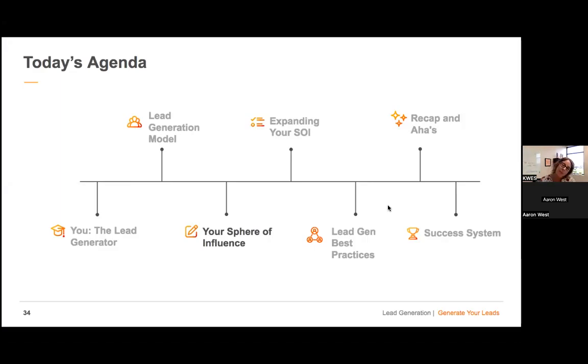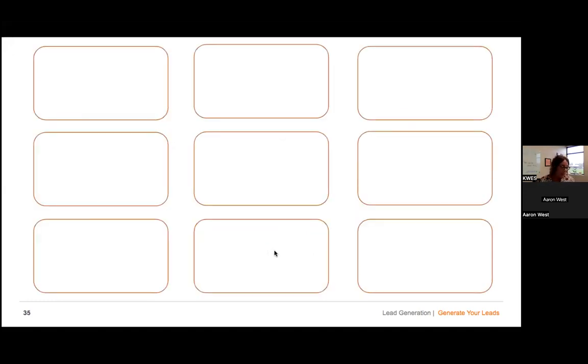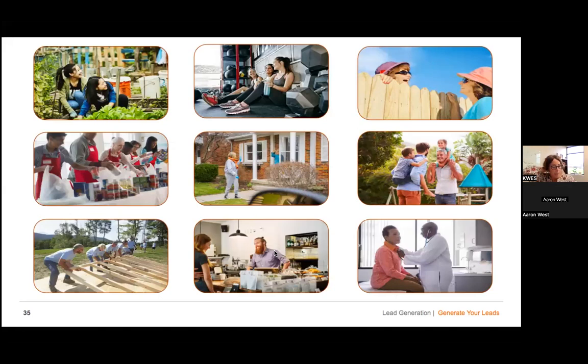So in previous sessions of Ignite, we've touched on your sphere of influence, and today we're digging deeper into why your sphere of influence is so important to your business. So your SOI is likely to be your biggest source of new, repeat, and referral business, and we're going to get into how. Okay, your sphere of influence, they're the people in your life that influence you and who you influence.